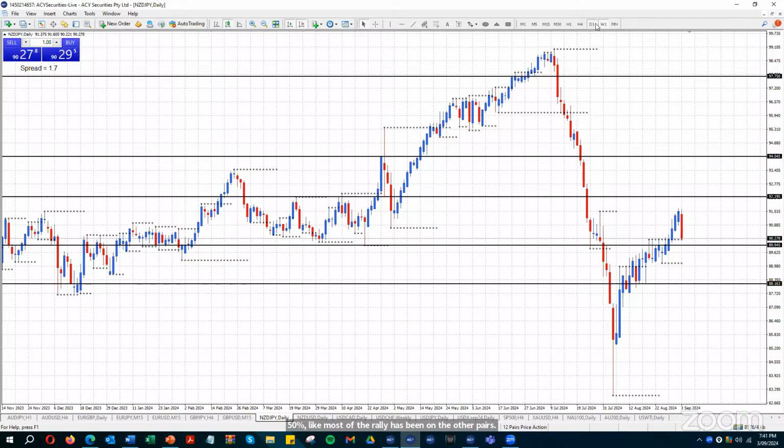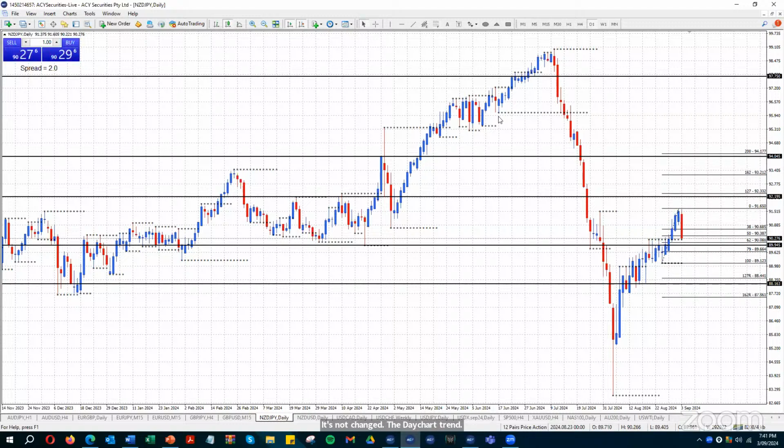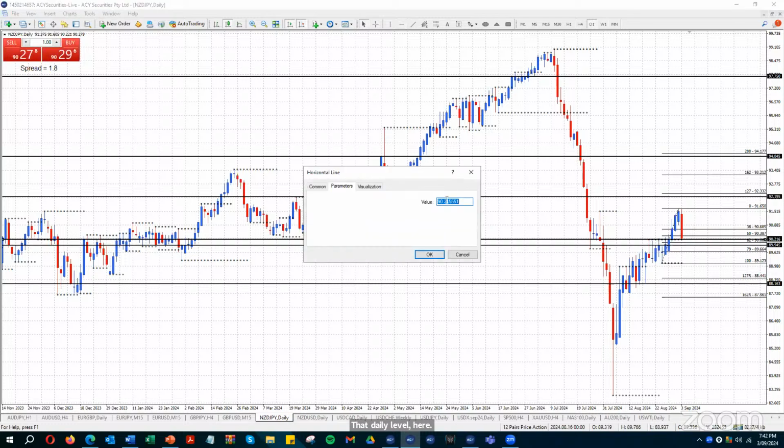And the day trend is up, coming back down to support. So whilst we're having a negative day today on the yen crosses, it's not changing the day chart trend. And we're actually at a very good area of support. That daily level here, 90.21.